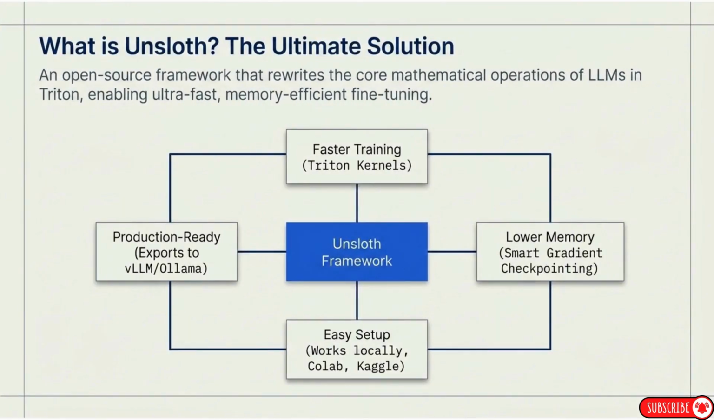Unsloth is an open-source framework designed to make LLM fine-tuning faster and more memory efficient. It rewrites core model operations using optimized Triton kernels. Because of this, training becomes faster, memory usage becomes lower, and setup becomes easier in platforms like Google Colab, Kaggle, or local machines.